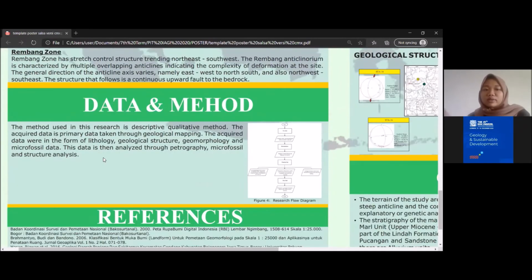Now let's move on to the next part, which is data and method. The method that is used in this study is primary data, which were taken by geological mapping, and after that the data were analyzed through petrography, microfossil, and also geological structure analysis.